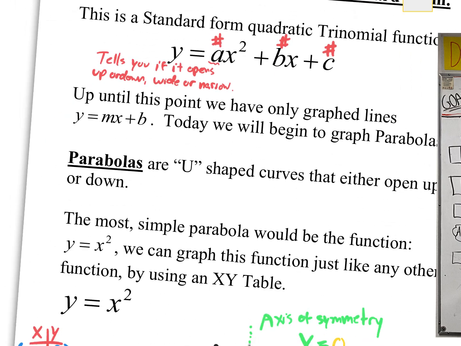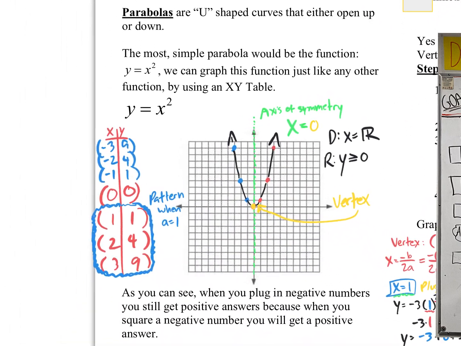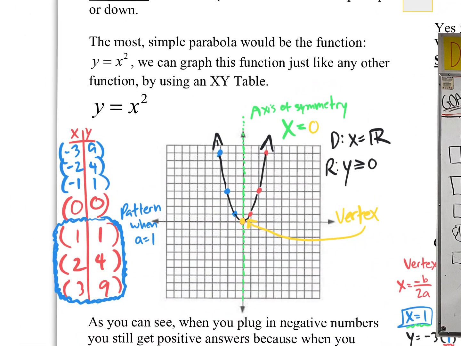So if you have a parabola that has the a value of 1, the very first parabola that we graphed yesterday was y equals 1x squared. The a value is 1. It's super easy. We graphed it with the table since we didn't know any other method. We just started plugging in 0. 0 squared is 0, so when you plug in a 0, you get out 0. Plug in a 1, 1 squared is 1, so you get out 1. Plug in a 2, 2 times 2 is 4, so you get out 4. Plug in a 3, 3 squared is 9.